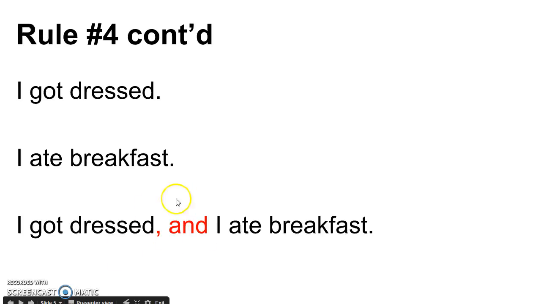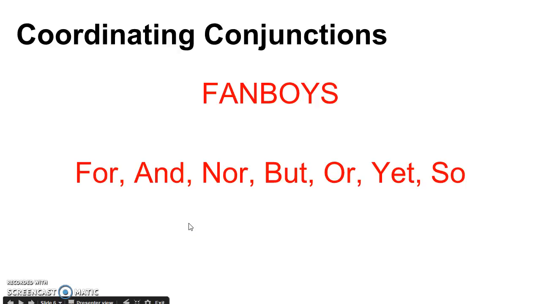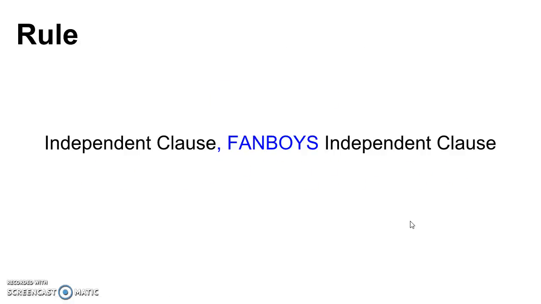What are words that are coordinating conjunctions that I can use to combine my two sentences? We have another acronym, and those are called fanboys. For, and, nor, but, or, yet, so are examples of coordinating conjunctions. If I use one of these words to combine my two sentences, I do my independent clause, comma, one of these words, and then I have my other independent clause. And this is our rule. Independent clause, comma, fanboys, independent clause. My comma always comes before the fanboys.